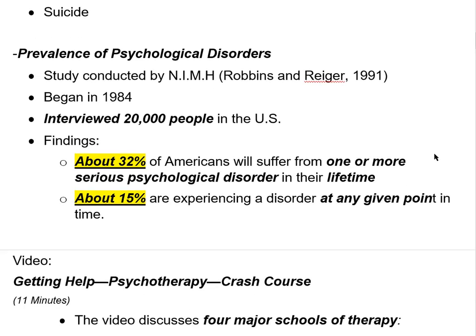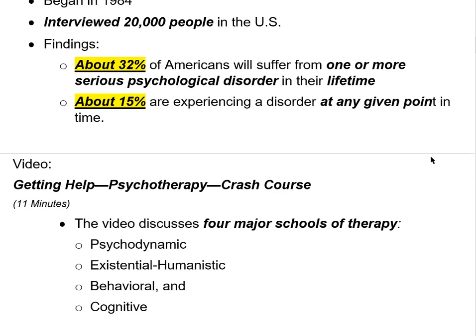Topic 2 is going to be a video. Next up is a video. I'm not going to show it here in this video capture that I'm making, but I've got the link in the document that you're looking at. You'll be able to go and look at the video yourself. This is a video from the Crash Course series on videos. This one is called Getting Help, Psychotherapy, Crash Course. It's about 11 minutes in length.